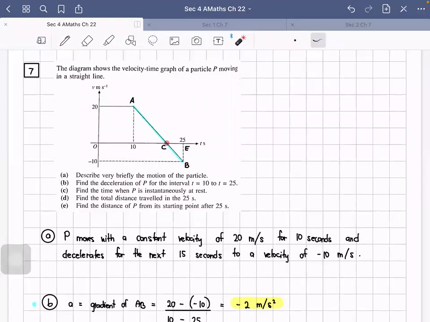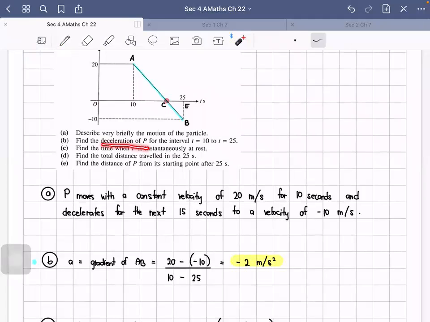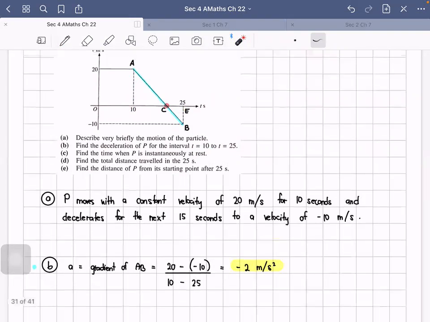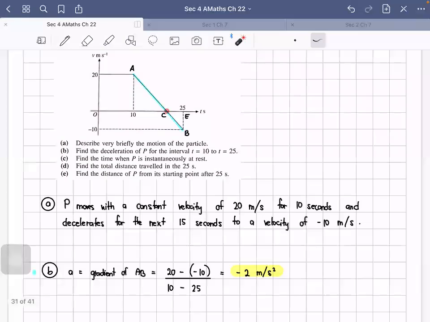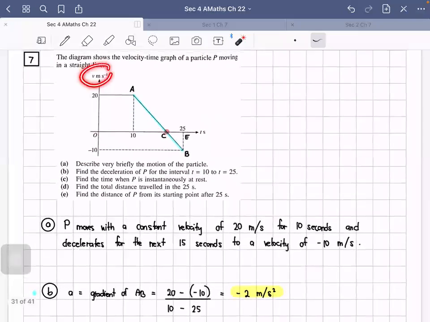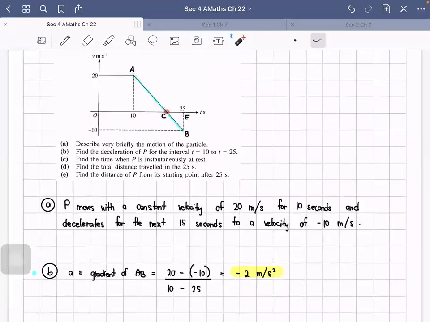Then let's go to letter B. We need to find the deceleration of P for the interval t equals 10 seconds to 25 seconds. You can see, class, it's over here. This is 10, and this is 25 seconds. To find the deceleration of this particle, again, we just need to compute the gradient of the line. Because we are given a velocity time graph, most of the questions here are about acceleration. So to get the deceleration, just compute the gradient of, let's say, line AB. By the way, class, we just added these letters here to indicate lines and segments. So the gradient of AB will give me the deceleration for the interval.